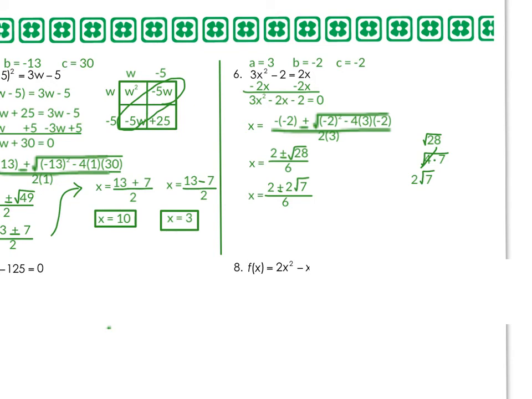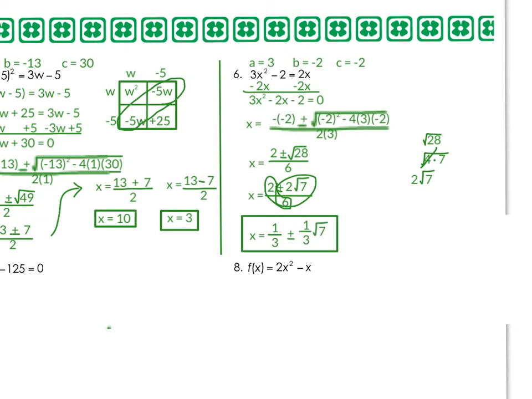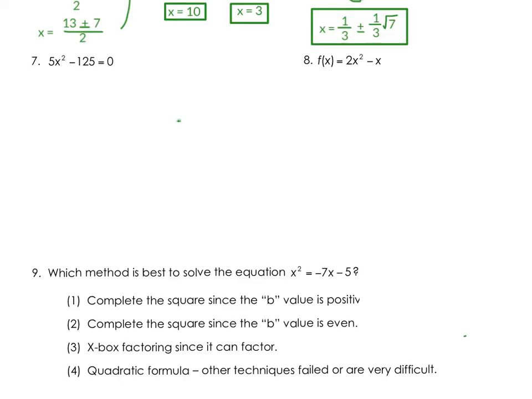Now since these are even numbers here, I know I can go ahead and simplify. When we divide the 2 by the 6, I end up with 1/3. Then I still have the plus minus, and then 2 radical 7 divided by 6 ends up giving me 1/3 radical 7. So that's my answer there. Okay, let's do another one together.